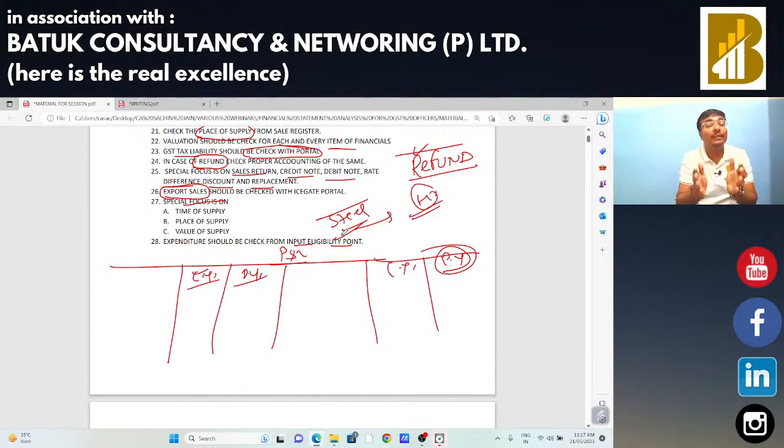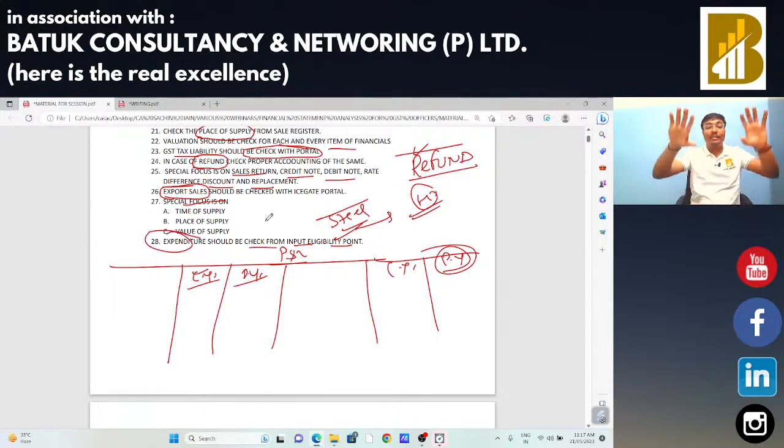In that case you need to check that input is claimed or not, because the same is blocked under section 17 subsection 5, so you need to check the same. So, sir, when you are going to check the expenditure side, at that time you need to check that the expenditure is eligible for the input tax credit or not. Sir, these are the 28 important points from the analysis of financial statement.